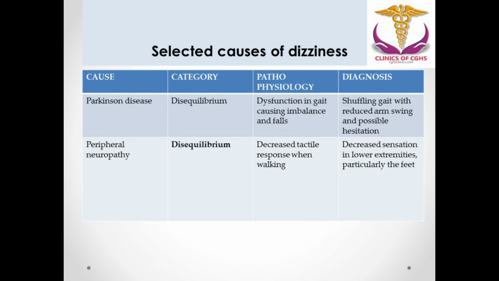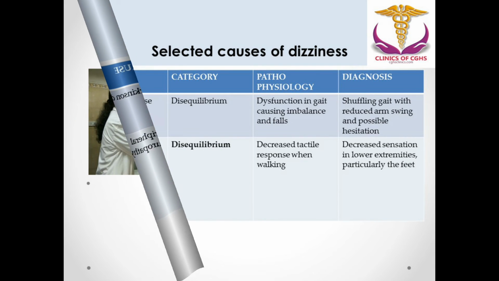Parkinson's disease causes disequilibrium type of dizziness, where the pathophysiology lies in dysfunction in the gait, causing imbalance and falls. Diagnostic Parkinson's sign is shuffling gait with reduced arm swing and possible hesitation. Peripheral neuropathy causes disequilibrium due to decreased tactile response when walking, which causes the patient to be unaware of where his feet touch the ground, leading to imbalance and falls. Eliciting decreased sensation in lower limbs, particularly the feet, diagnoses this condition.